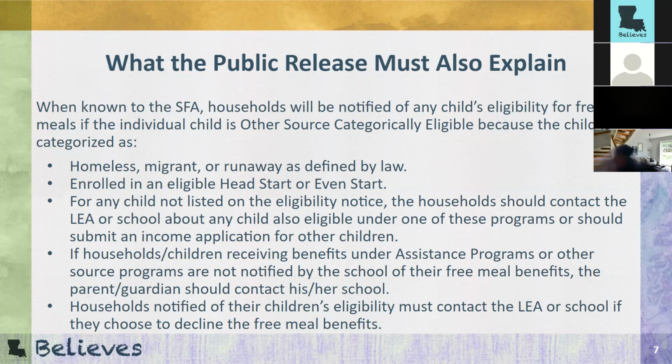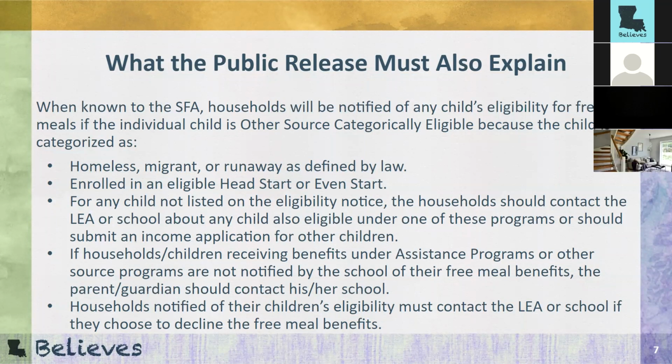If households receiving benefits under any assistance program or source programs are not identified by the school, the parent or guardian should contact you. So you're just really trying to get this information out, what they need to do if they think that their child should be eligible, especially if it's a family that may not necessarily have been enrolled in your school system yet. So you're not necessarily reaching them yet through those letters to the household.